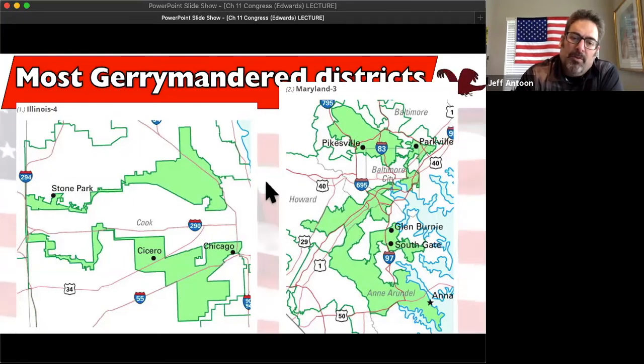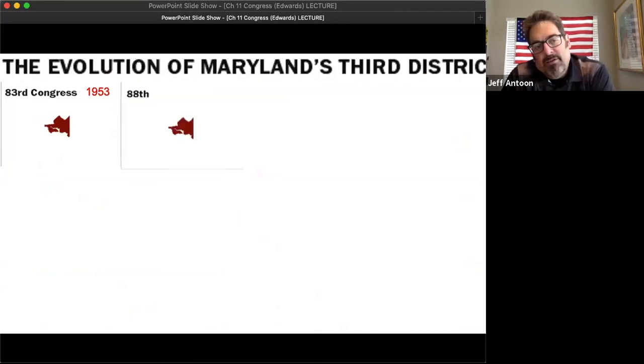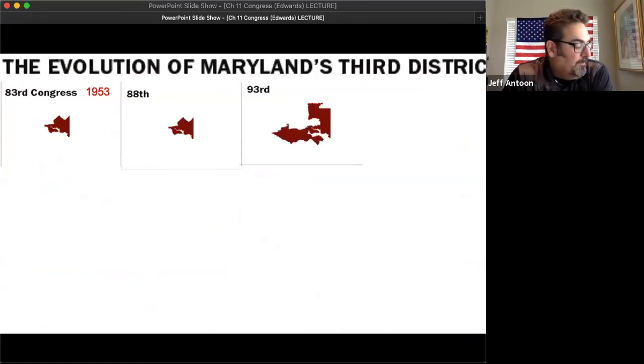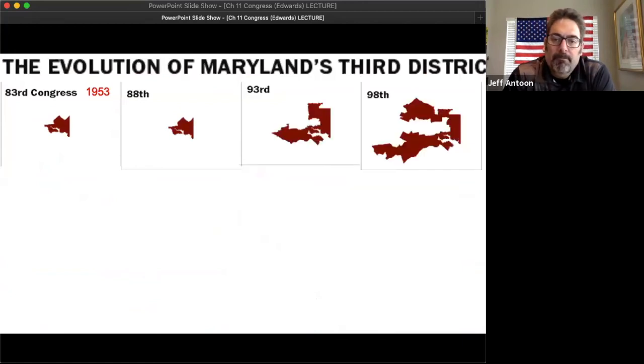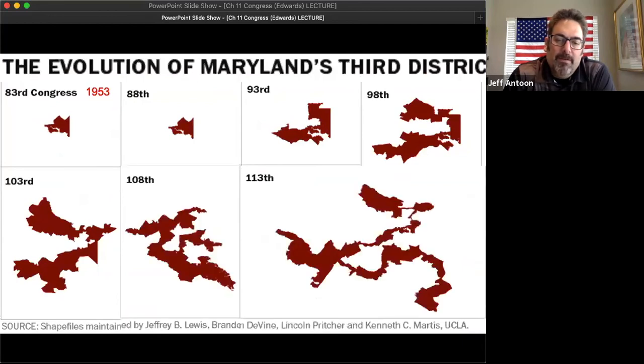There's Maryland's 3rd, and I'm going to show you Maryland's evolution because this is a crazy one. So there's 1953, the 83rd Congress. There's Maryland, and then look at it evolve. It's pretty crazy. To the point where it's like, I don't even know what that looks like. Looks like a finger on the left pointing like this.